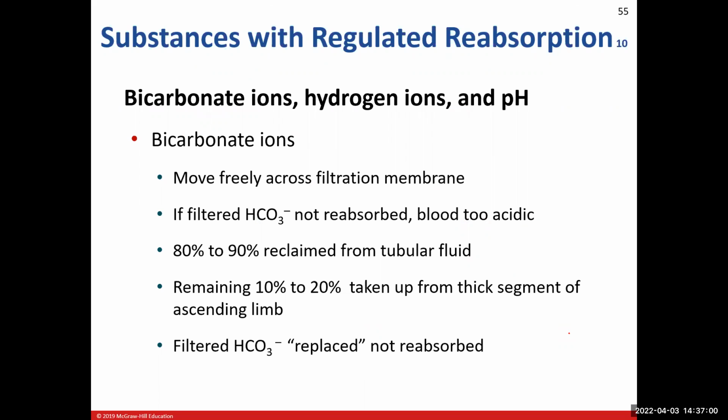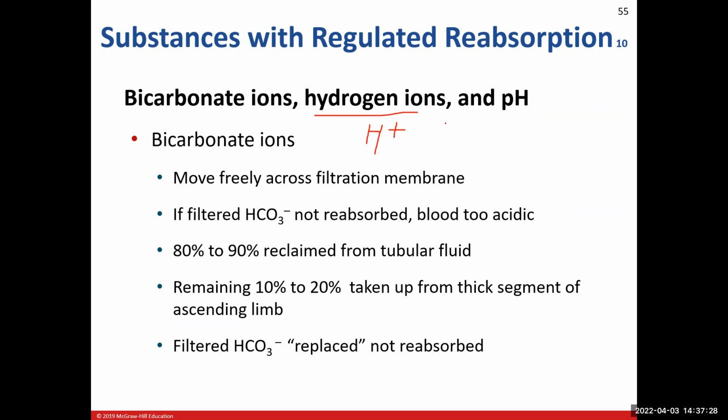Now we're going to get to some fun. We're going to talk about bicarbonates. If you recall back in chapter 2, I know it seems so long ago, bicarbonate is one of our blood buffers. That's going to help us to maintain a certain pH in our blood. But also, if we're going to talk about buffering, we have to talk about hydrogen ions. And hydrogen ions will also influence pH levels.